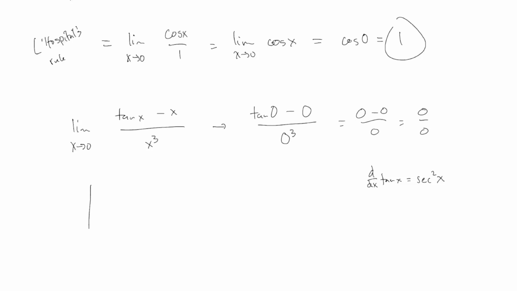So doing the L'Hopital rule becomes, all right, I still need to write lim. Eventually, I'm going to plug that x equals 0 in again. But the tan becomes secant squared minus x. That becomes a 1 because the derivative of x is 1. And on the bottom, x cubed, the derivative of that is 3x squared. All right.